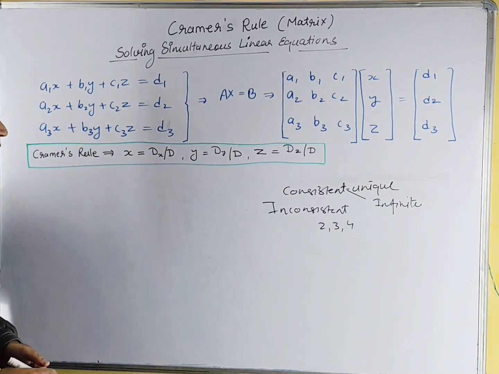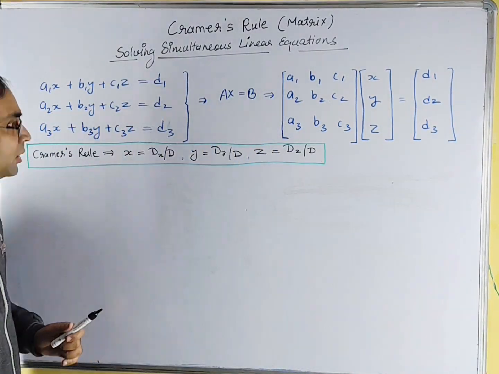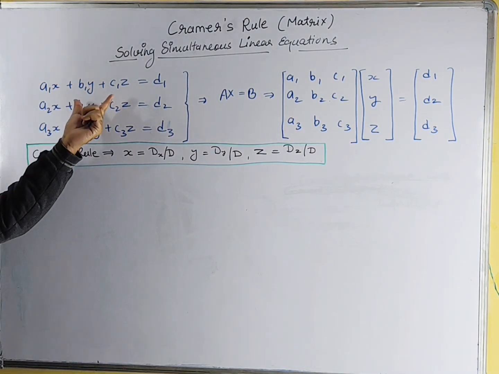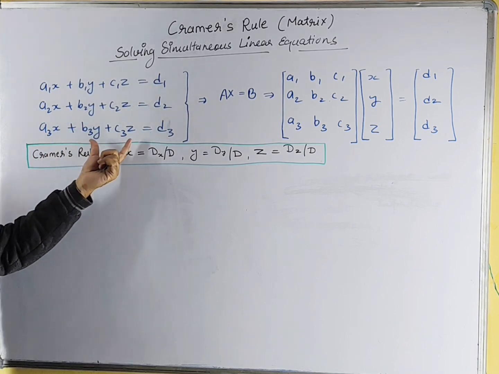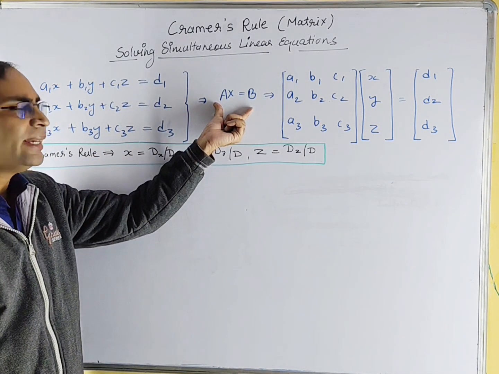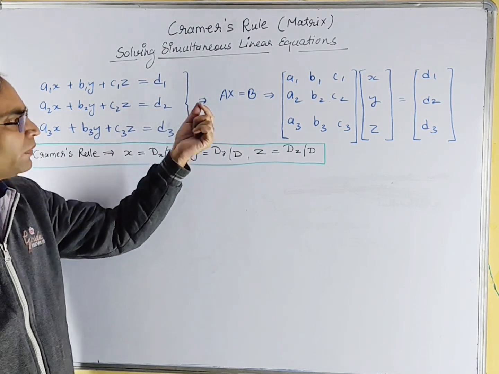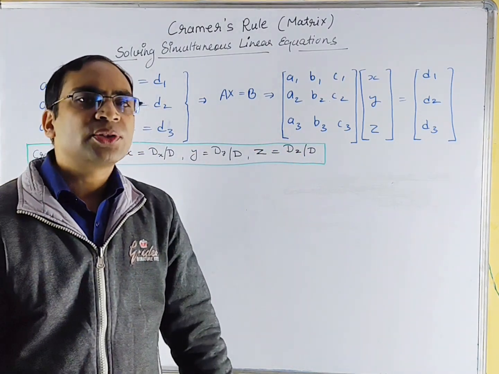Now let us see what Cramer's rule is. Let us consider that this is a simultaneous linear equation system: a1x plus b1y plus c1z is d1 and so on. We are having three equations. This system can be represented as AX equals B in the matrix format, where A is the matrix of coefficients, X is the matrix of variables, and B is called the matrix of solutions.